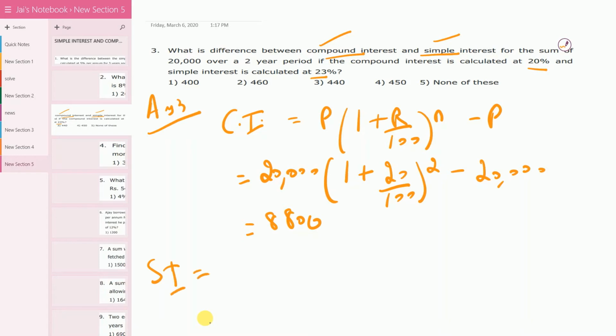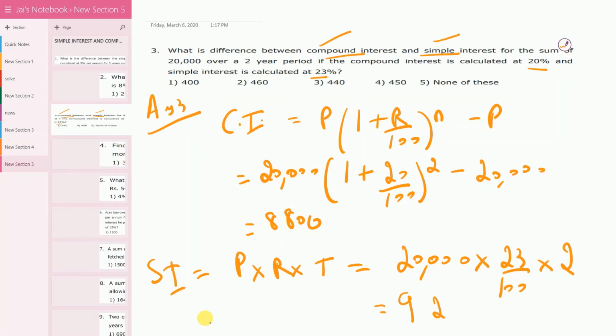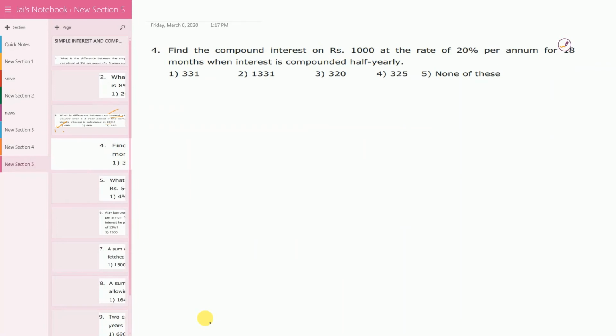Just put the formula P into R into T. So the value of principal is 20,000. The value of rate of interest is 23%. The value of time is, it is given in the question, 2 years. So this comes out to be 9,200 rupees. So the difference between compound interest and simple interest is nothing but 9,200 minus 8,800, which in turn comes out to be rupees 400. So the option is the correct answer. Moving on to the next question.